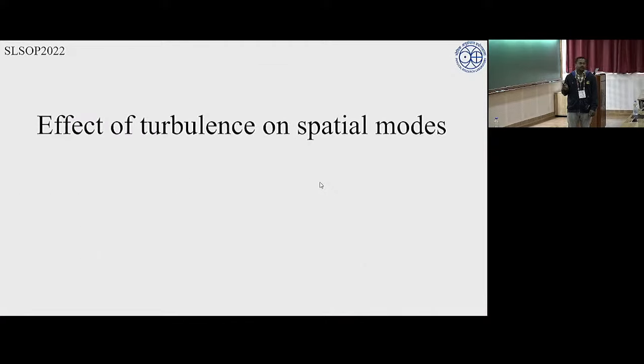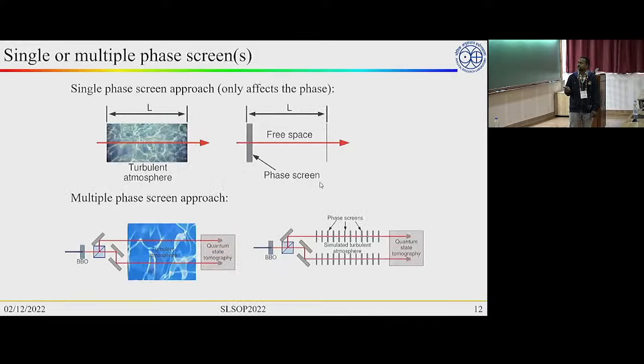So, the effect of turbulence on a spatial mode. There are two ways to see this turbulence. If you are doing an experiment in the lab, you cannot have an infinite number of SLMs. So what you can do is, whatever turbulence you want to consider, you squeeze all of it and consider one phase screen. This is called the single phase screen approximation. So you consider an approximate turbulence with a single phase screen. You can also do it with multiple screens if you are rich.